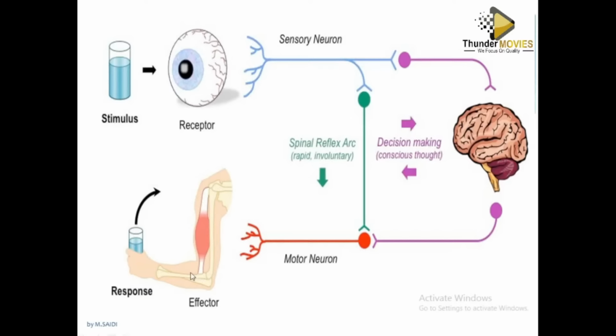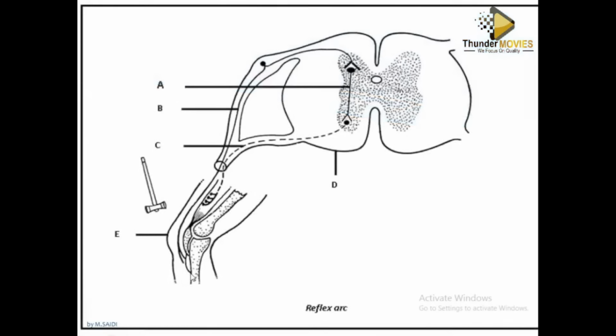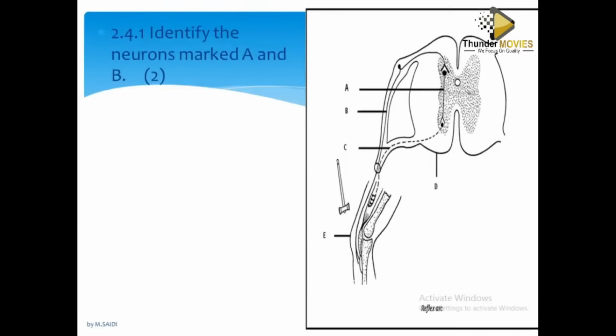Let's look at some of the questions. Can you answer these parts? We have A is the knee, C is the motor neuron, B is the sensory neuron, A is the connector neuron, D is the spinal cord. Can you state the function of them? Identify the neurons labeled A and B. A, we say that is the connector neuron, and then B is the sensory neuron.